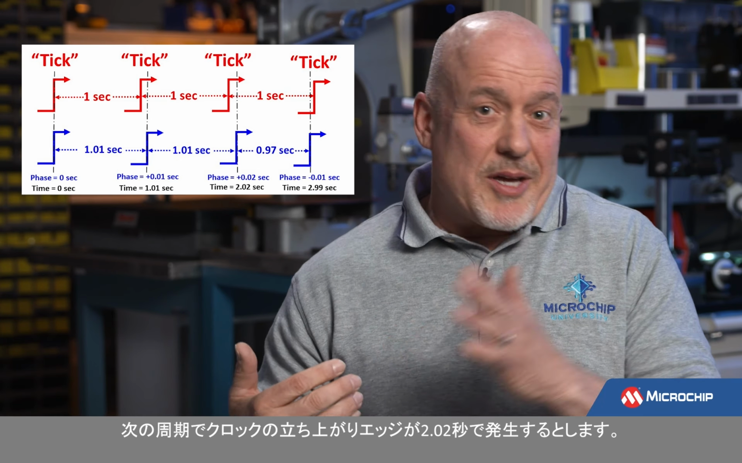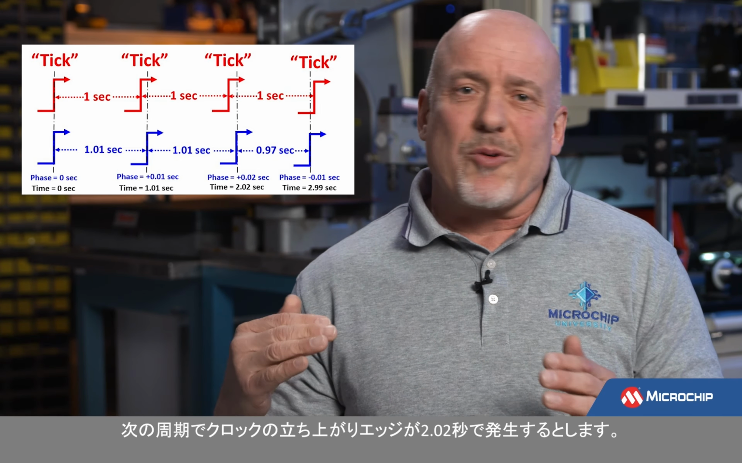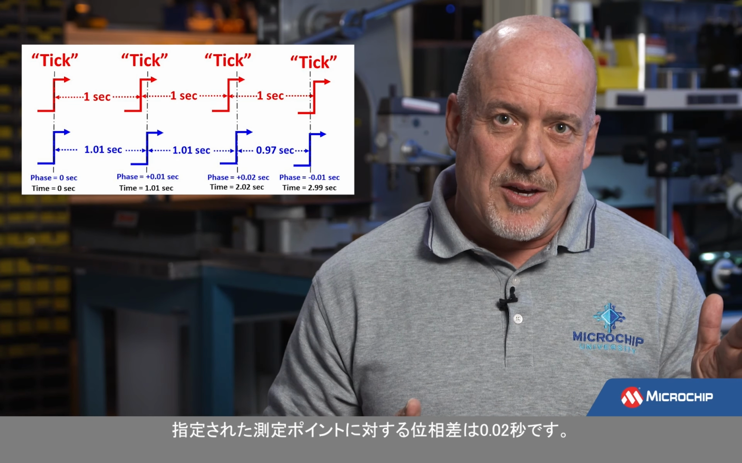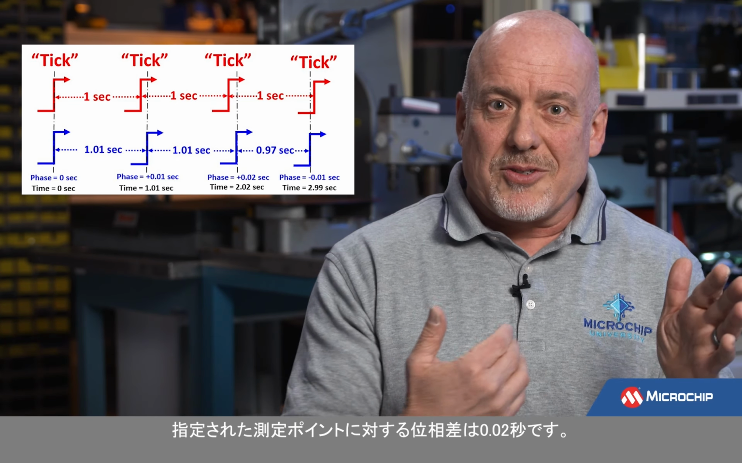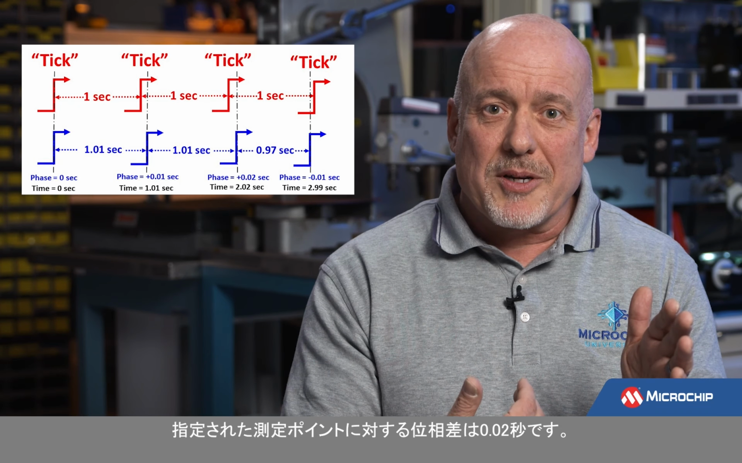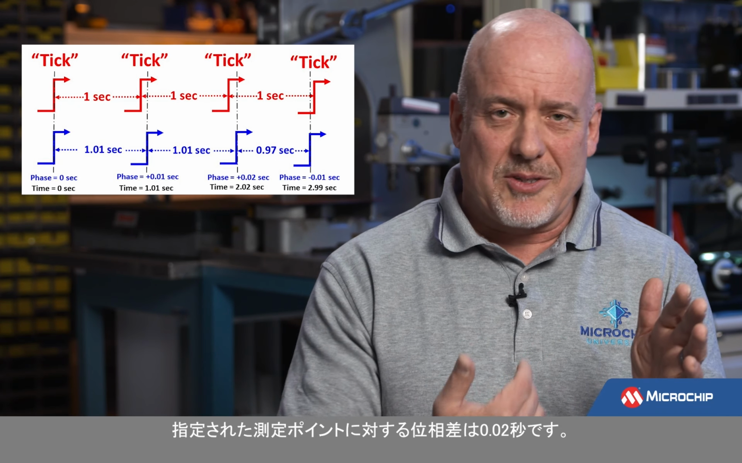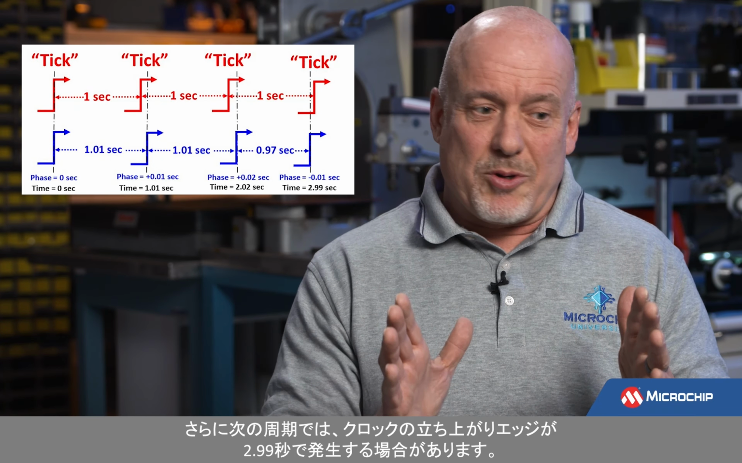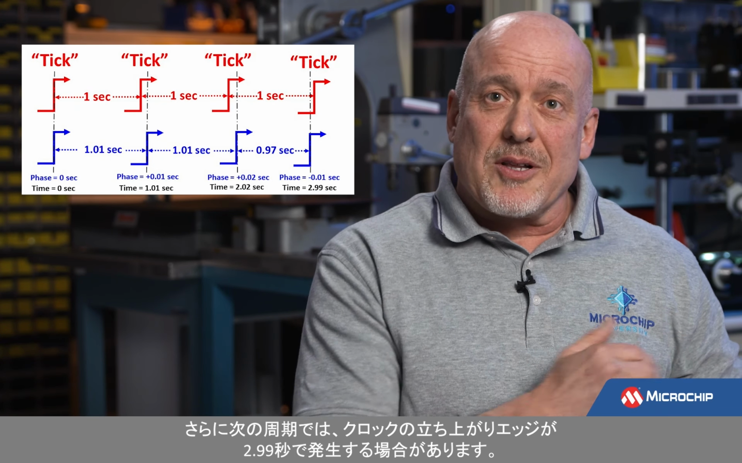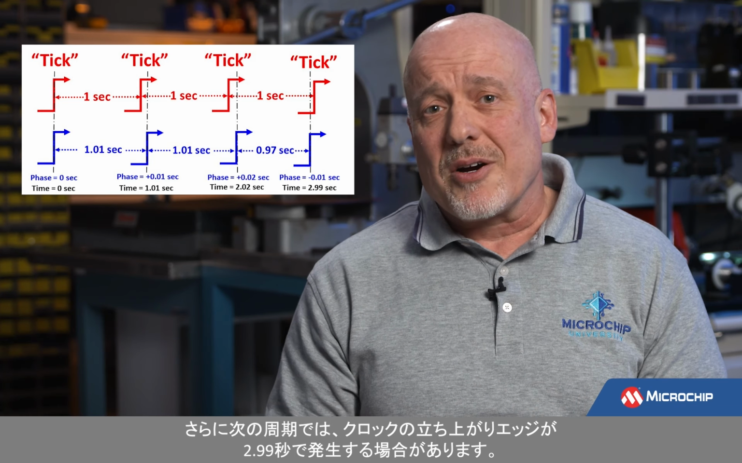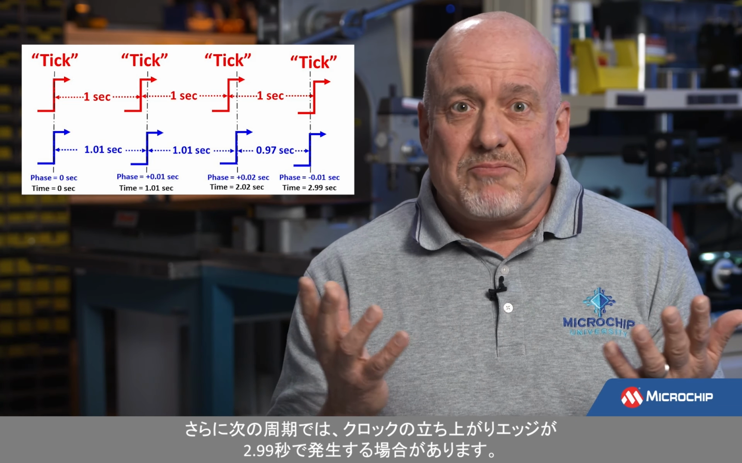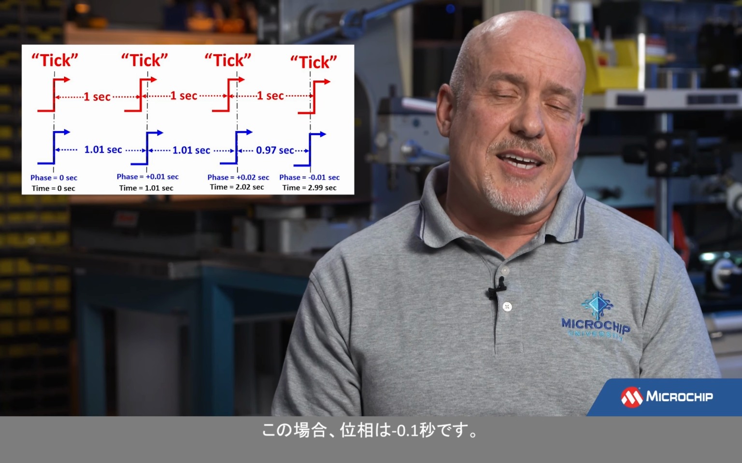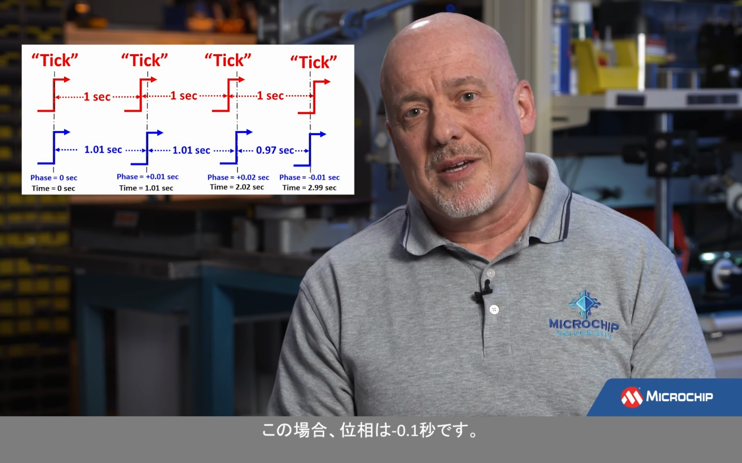Or during the next period, let's say the clock rising edge occurs at 2.02 seconds. The phase difference versus that specified measuring point is 0.02 seconds. And, for example, during the next period, the clock rising edge may occur at 2.99 seconds. In this case, the phase is a negative 0.1 seconds.